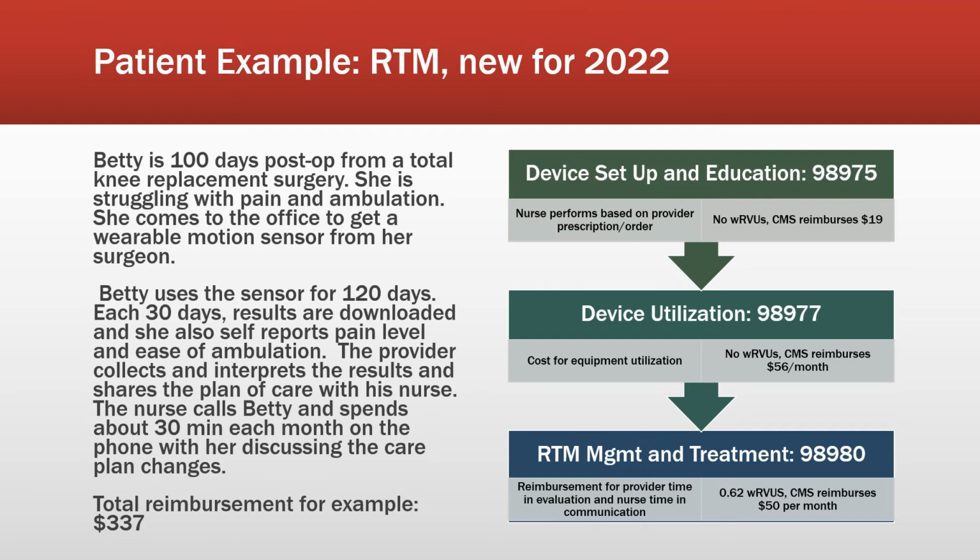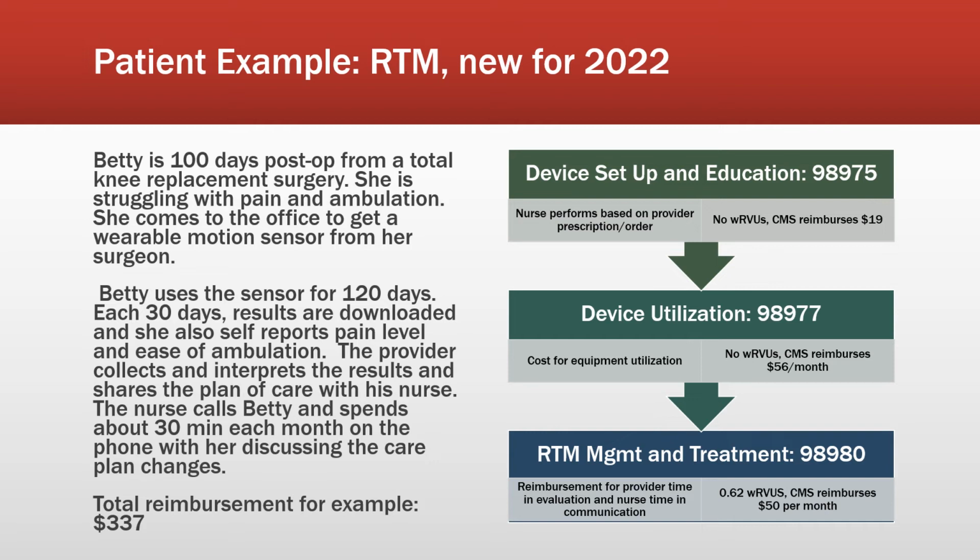So the device setup and education is CPT code 98975. Again, a nurse would perform this service based off of a prescription or an order from a provider, physician, or APP. There are no work RVUs, and CMS again reimburses $19. Again, with this code set, you don't have to have the device deployment. You don't have to have something that automatically translates data to the system. It is just an option. And they usually limit it most of the time in the CPT code set to musculoskeletal and respiratory devices.